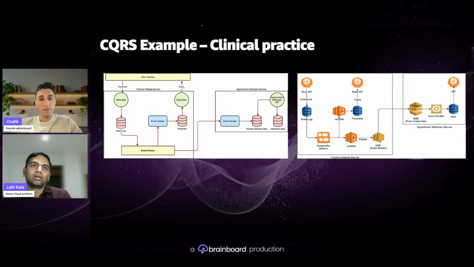And here you have a real life example. This is a real life example of a very small scenario where there is a medical clinic, and we are trying to book appointments for that clinic. There is a website on which customers see the blank or empty slots, and book the appointment. So there are practically two services: a practice website service and an assignment attribution service.